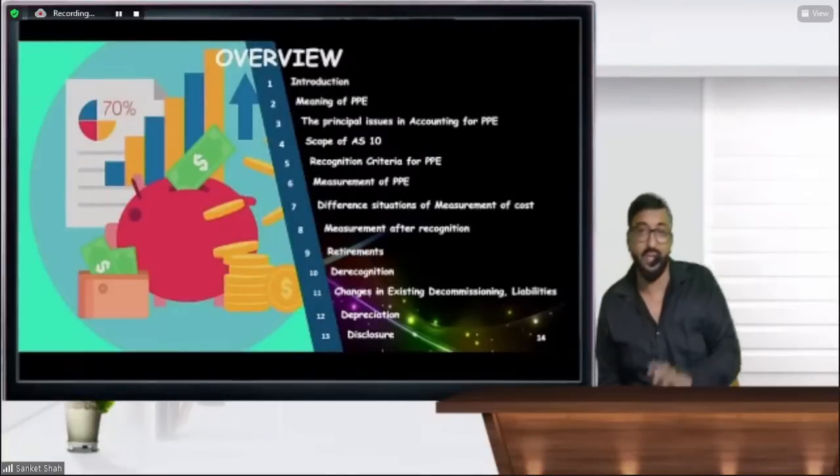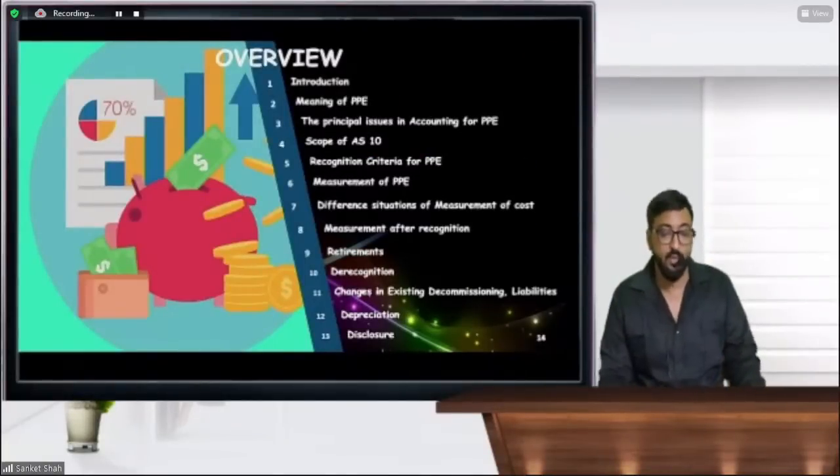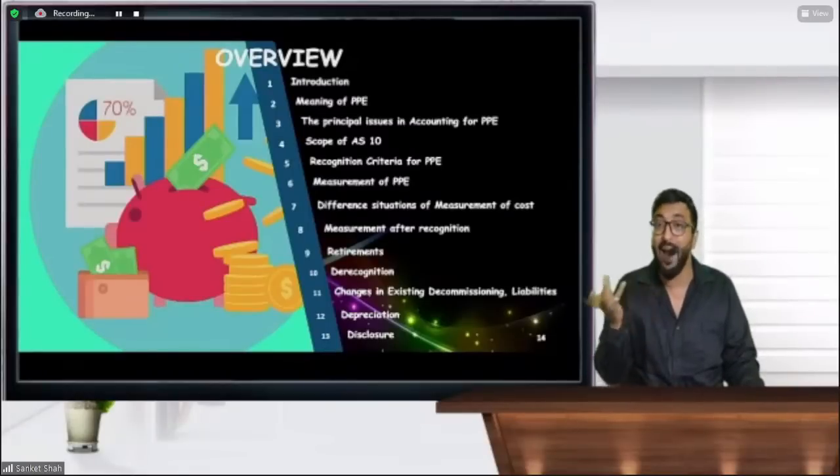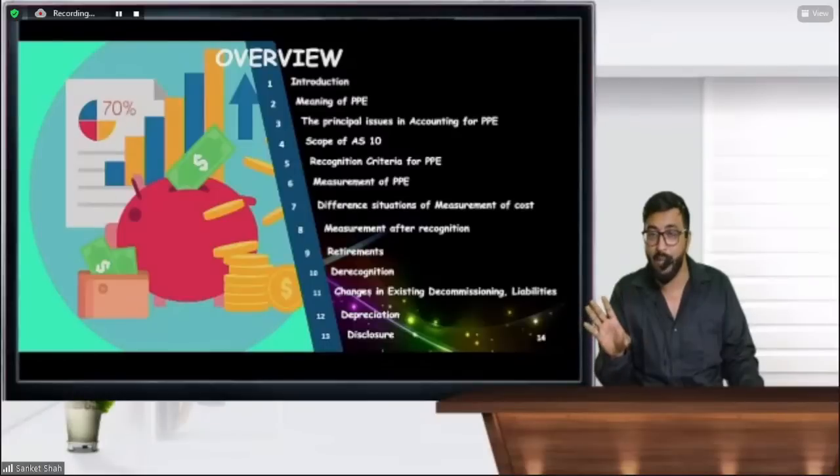I will tell you in the shortcut beta. See, what is bearer plant? Bearer plant means mango tree. Mango tree will be bearer plant, but mangoes are not plants. So for mangoes, AS 10 is not applicable. But for mango tree, AS 10 is applicable.